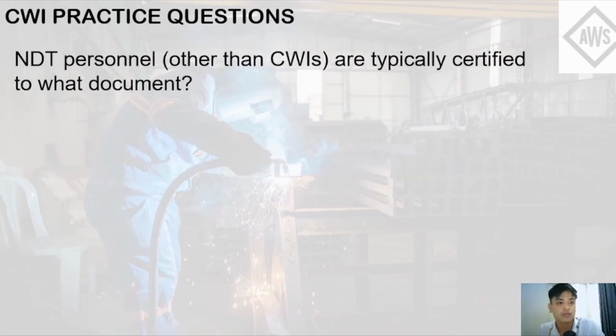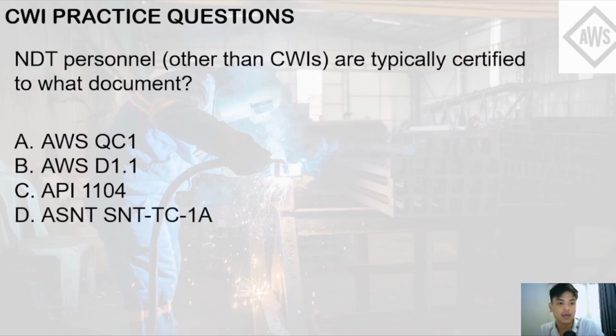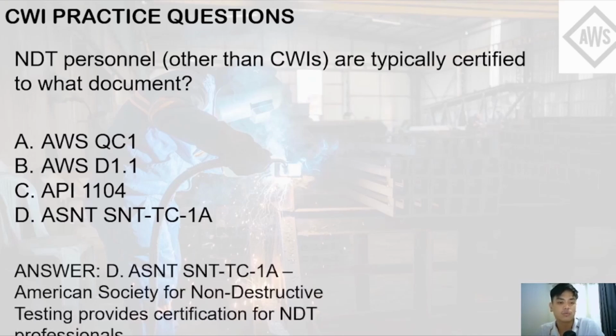Last question. So NDT personnel other than CWIs are typically certified to what document? Letter A, AWS QC1, B, AWS D1.1, C, API 1104, D, ASNT SNT-TC-1A. So the answer here is letter D, ASNT, which stands for American Society for Non-Destructive Testing. Basically, this certifying body provides certification for NDT professionals.